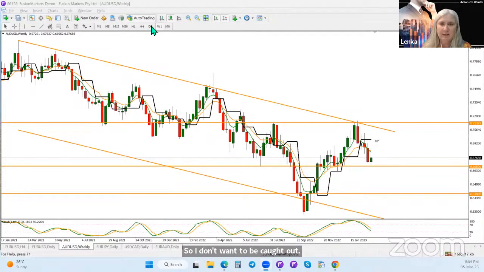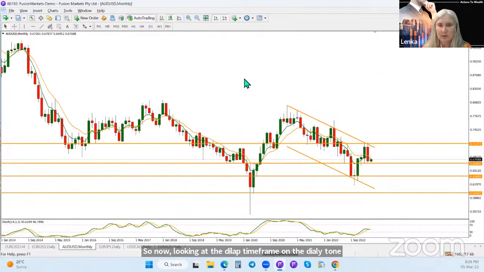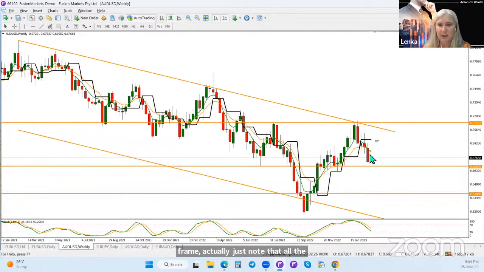So now looking at the daily time frame. On the daily time frame, actually just note that all the EMAs on the monthly and weekly are now pointing down. Therefore, it's confirming that short direction in terms of the trend. Okay, so for this currency pair, I'm using a trend strategy as opposed to the Euro AUD, which I use the ranging strategy.